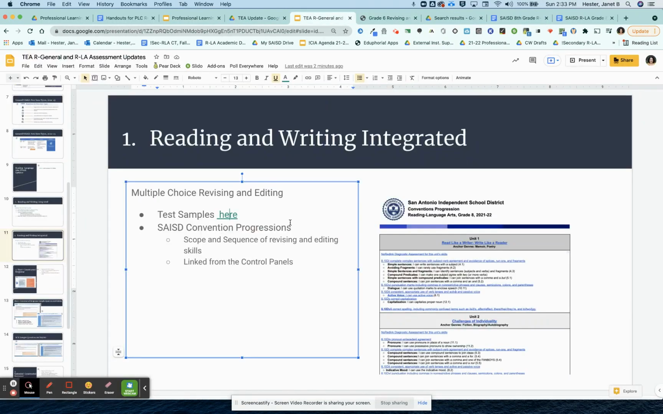But to support grades 6 through 8 and English 1 and English 2, including English 3 and English 4, the Secondary Reading Language Arts Department has created conventions progressions. So what they are is a scope and sequence of revising and editing skills broken down by unit. And the way you find them is by going to your control panel.